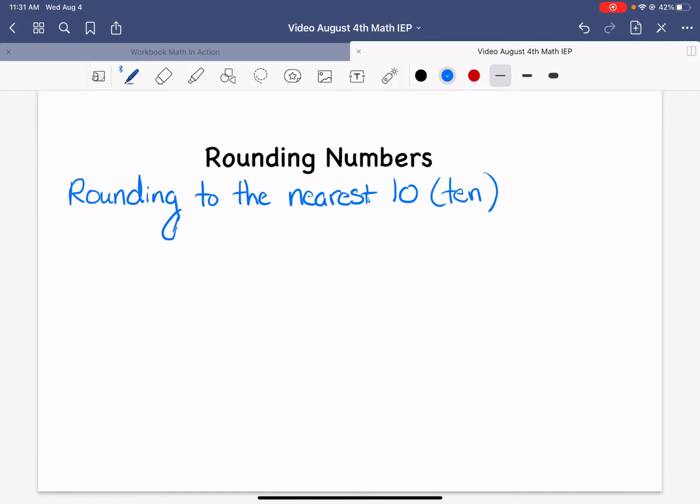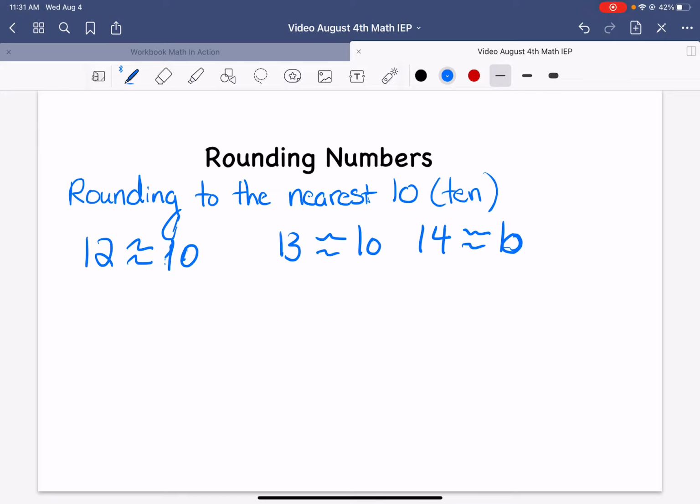So those are especially with smaller numbers. So rounding to the nearest 10, such as 12 would be rounded to 10. 13 would be around 10. 14 would also round to about 10. So that's how we round numbers.